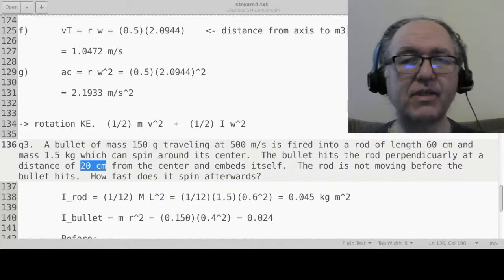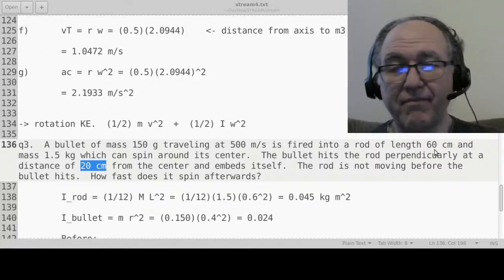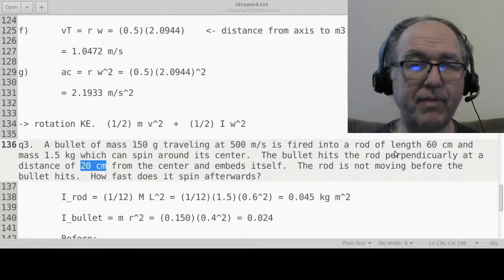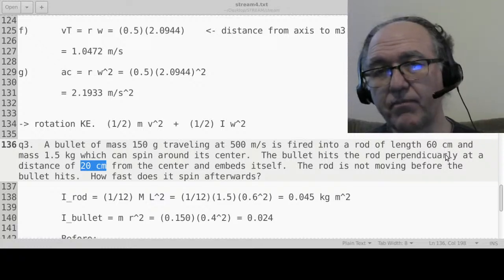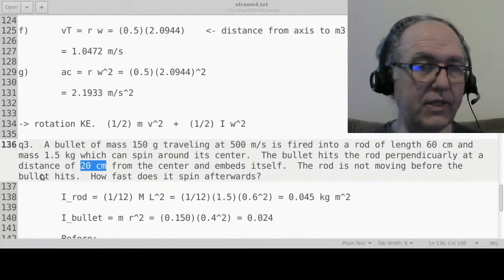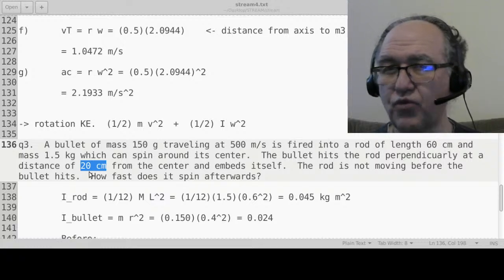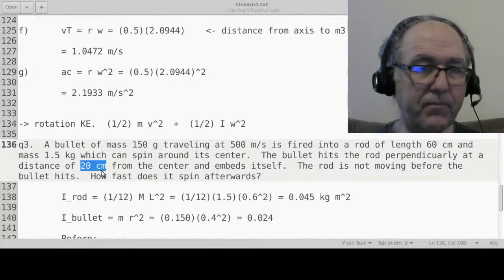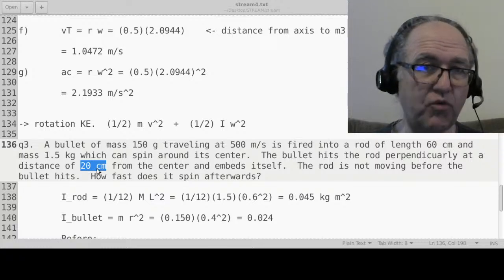Okay, so yeah, it was just a minor oversight. I thought 40 is less than 60, but the entire rod is 60. So half of the rod is 30, and so I just changed that. A minute ago I had 40, now I have 20.